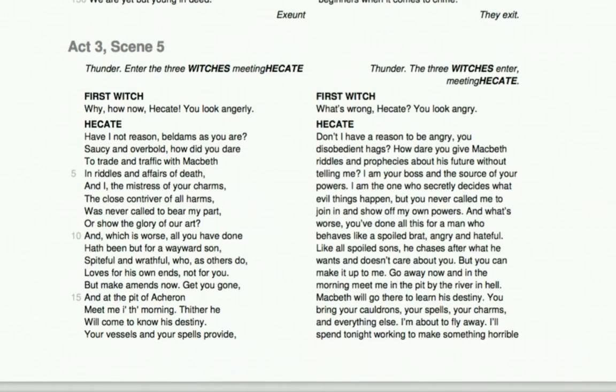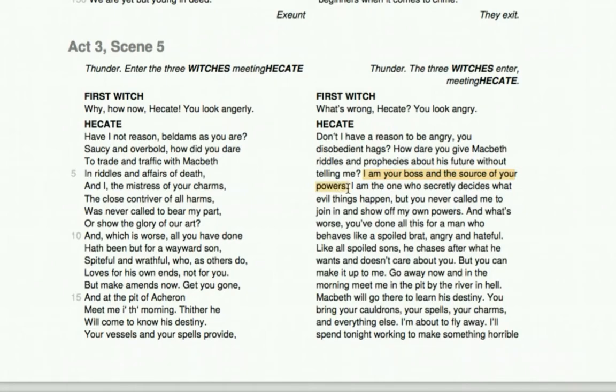So I'm going to stop here just to reiterate some of the things that Hecate is questioning. The first witch says, what's wrong, Hecate? Why do you look so angry? And she says, "Don't I have reason to be angry, you disobedient hags? How dare you give Macbeth riddles and prophecies about his future without telling me? I am your boss and the source of your powers." So this allows us to understand that Hecate does have power over the witches.